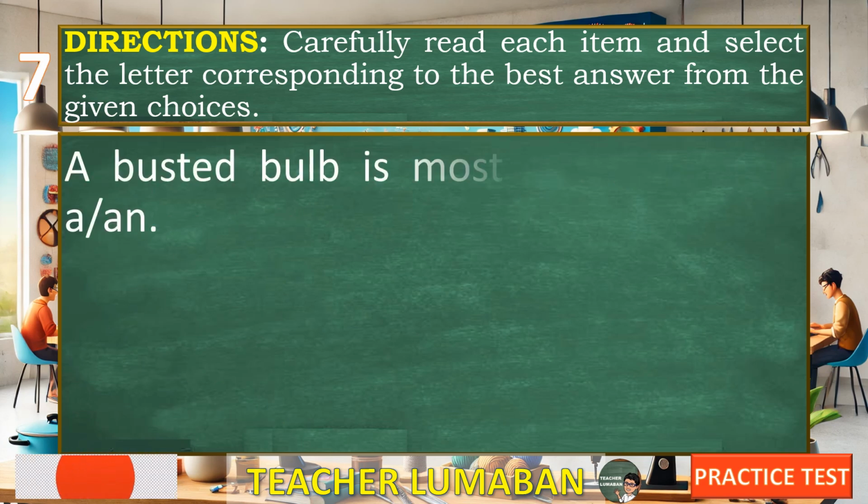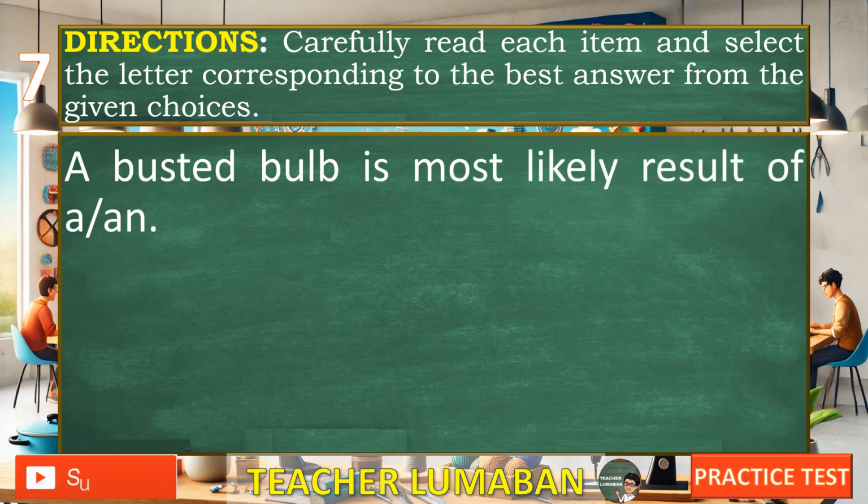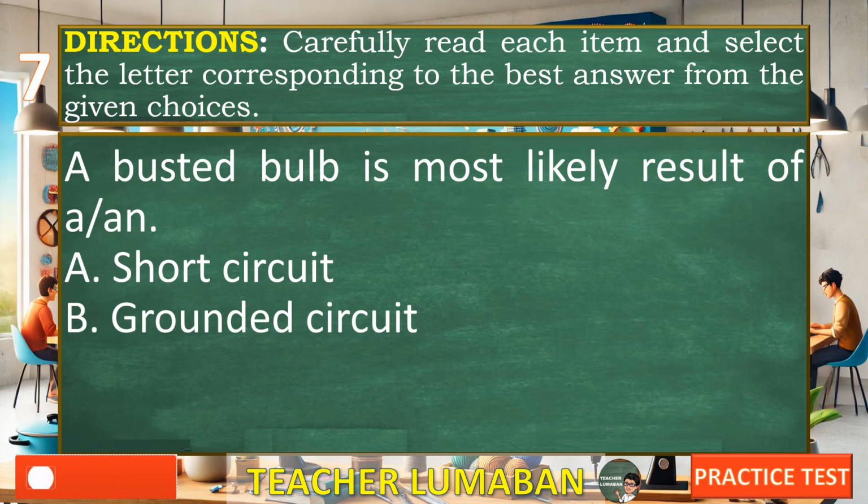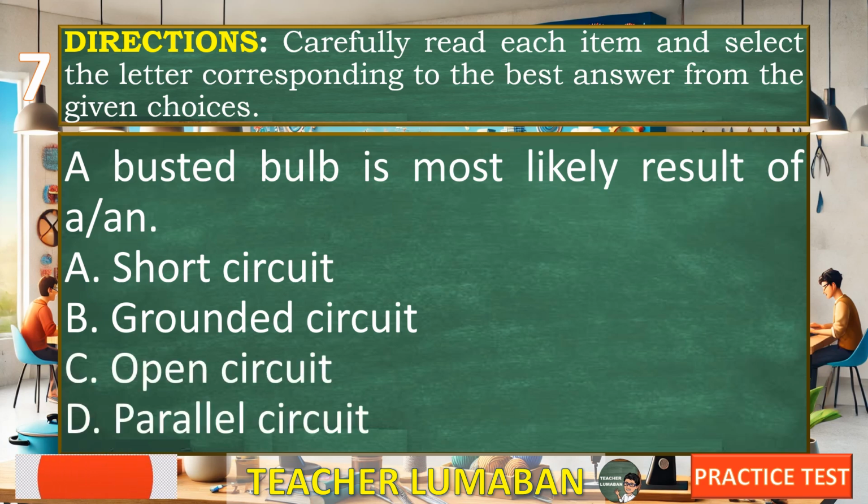A busted bulb is most likely the result of a/an: A. Short circuit. B. Grounded circuit. C. Open circuit. D. Parallel circuit.